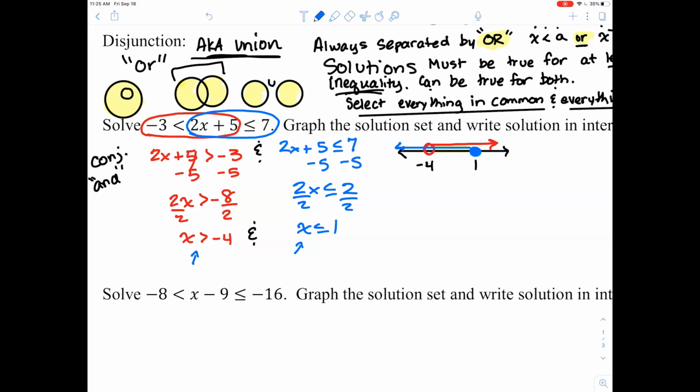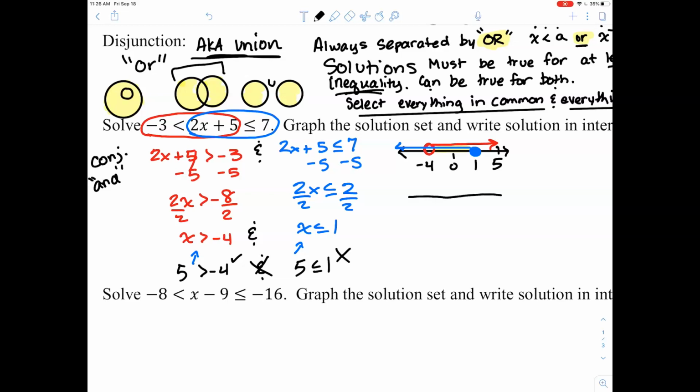And I know that because I could just do a quick check. Like if I pick 0, 0 is in both of those solutions. 0 is greater than -4. Check. 0 is less than or equal to 1. Check. So 0 is a solution for the first inequality and the second inequality. So 0 is part of our solution. If I were to pick over here 5, and I were to plug a 5 in, 5 is greater than -4, check, and 5 is less than or equal to 1, no check. So 5 is not true for both of them, and so that would not be in our solution.